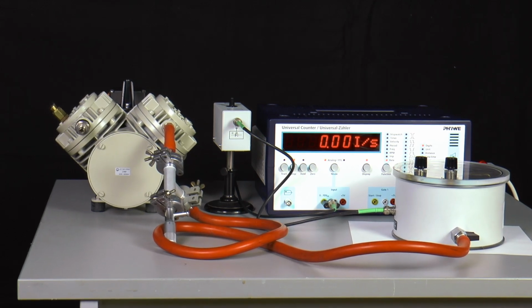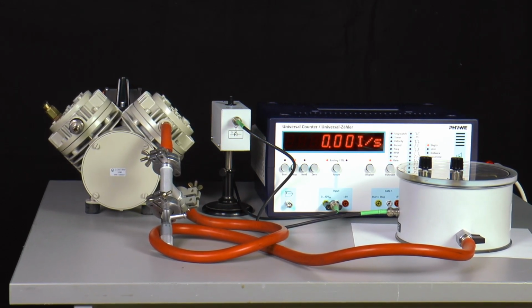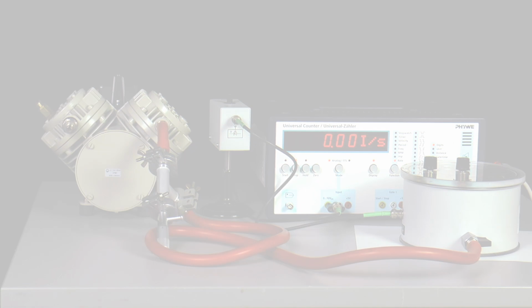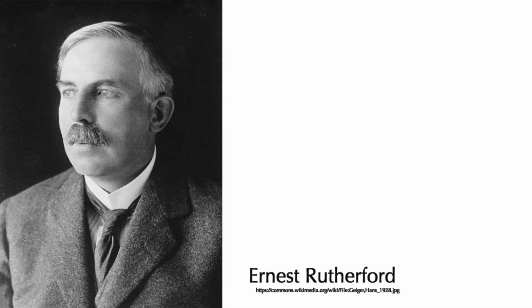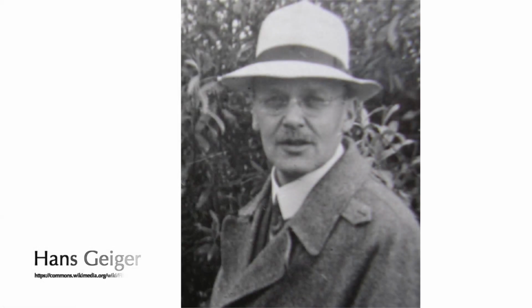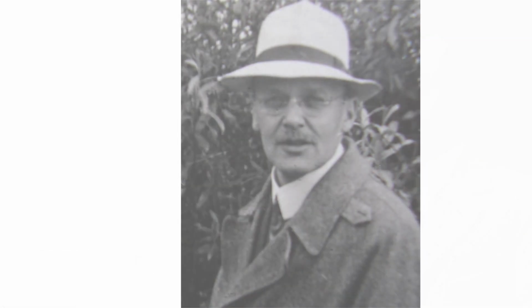The scattering experiment according to Rutherford clearly shows how the inner structure of atoms and their size can be determined from the angular distribution of scattered small particles. The historic experiment was conducted in 1909 by Ernest Rutherford with the help of his two assistants Hans Geiger and Ernest Marsden.